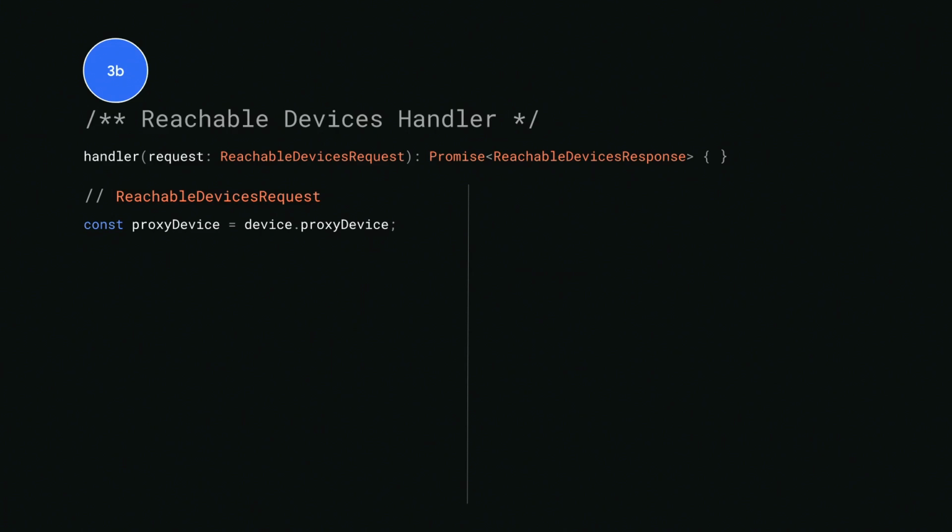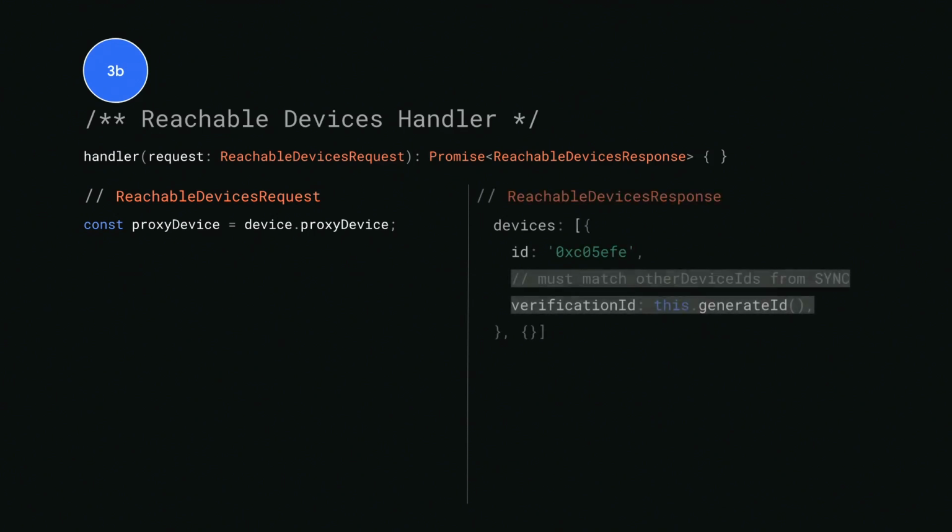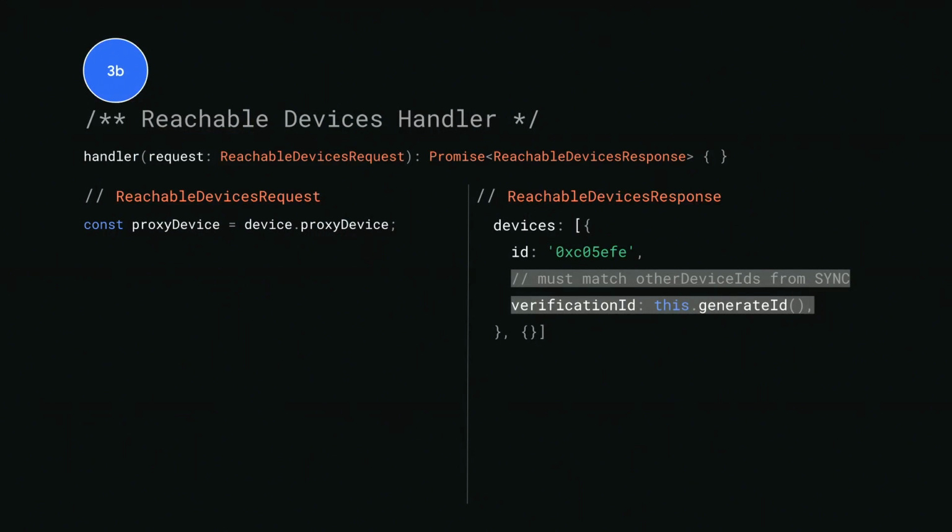The signature for the handler looks very similar to the identify request. The key information to look for in the ReachableDevicesRequest object is the proxy device. This is your hub that you told us about in your response for identify. Now, for the response object, we expect an array of devices, and again, the key information for each one of those devices is the verification ID, and that has to match one of the other device IDs from your sync response.